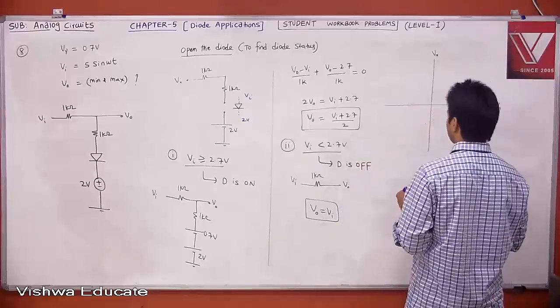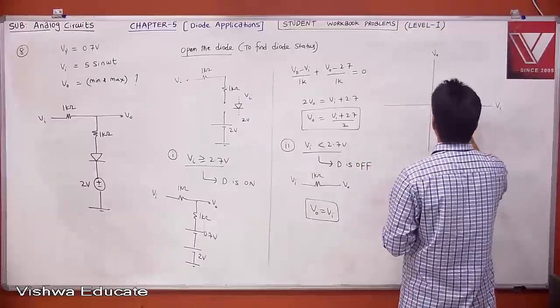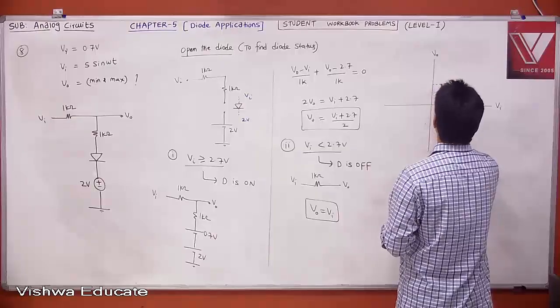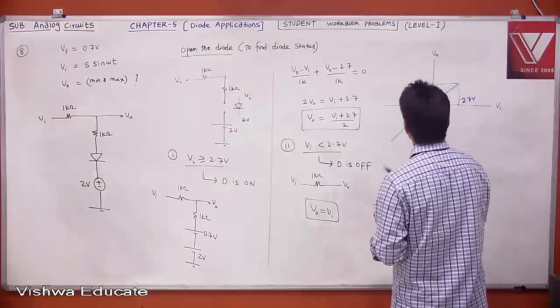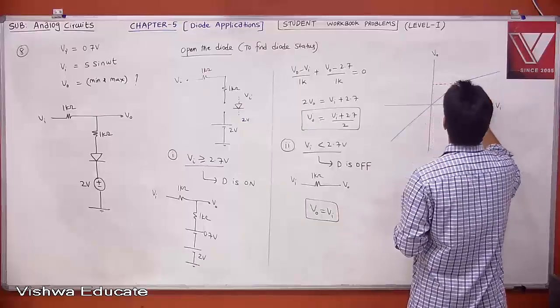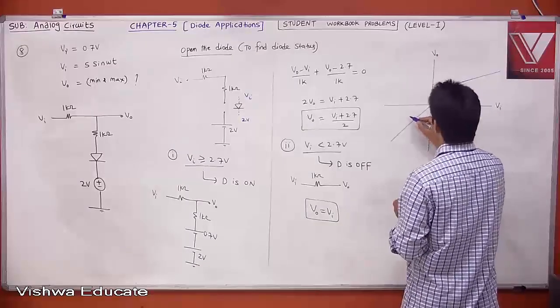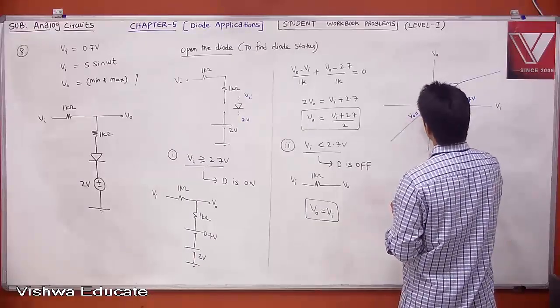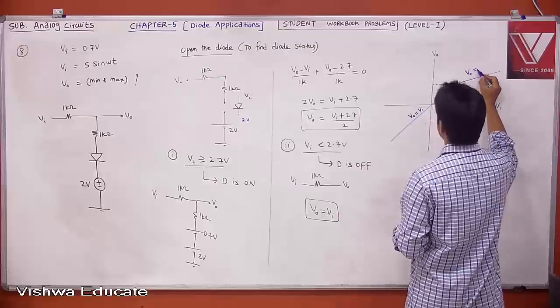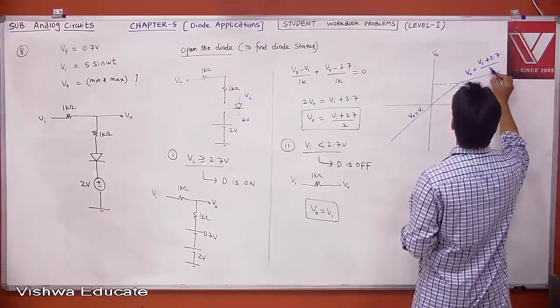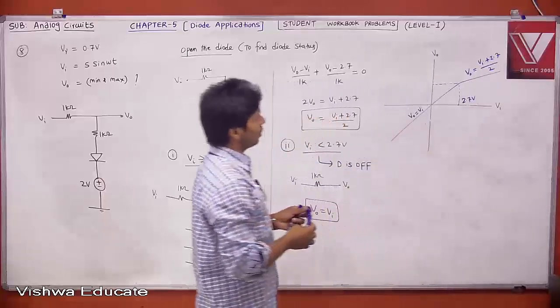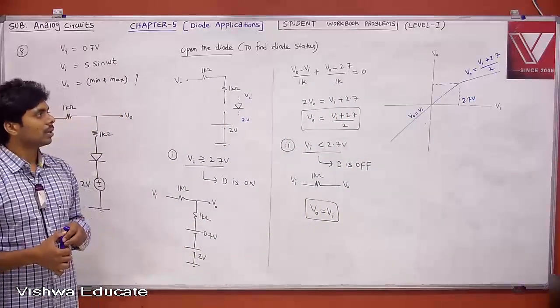Y is equal to mx plus c. The slope is decreasing basically. Therefore, up to this, V0 is equal to Vi. Then later on, it will be like this, a different slope. Therefore, here V0 is equal to Vi, but here V0 is equal to Vi plus 2.7 by 2. A different slope. Y is equal to mx plus c.